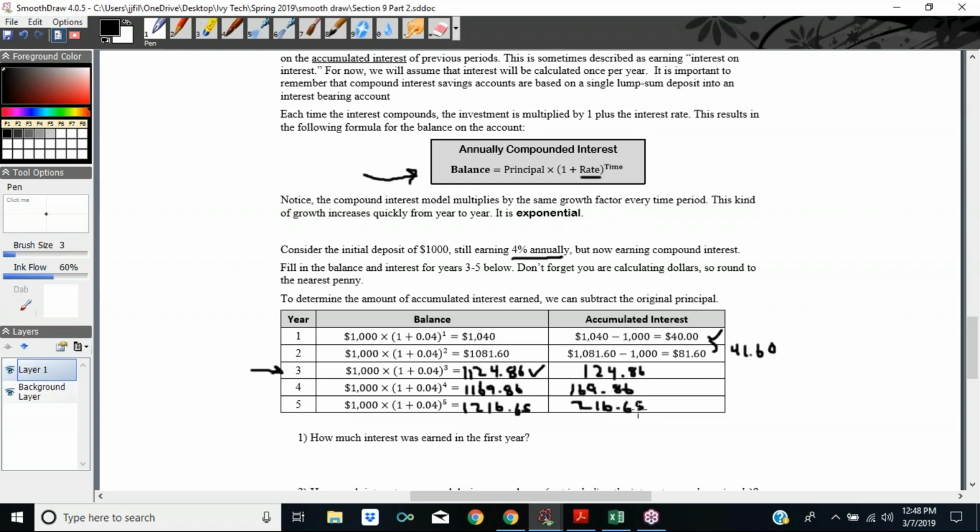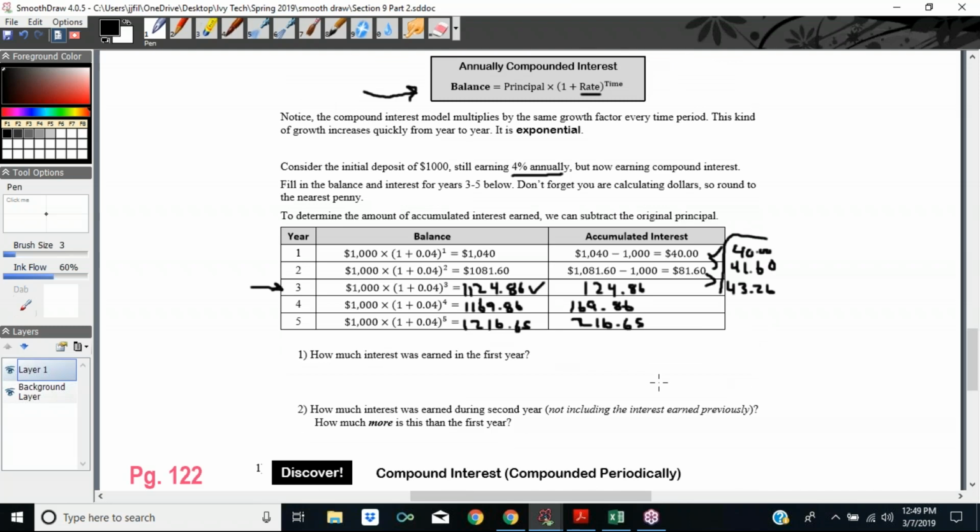All right, so those are the amounts of accumulated interest. And then again, we can subtract these two to get how much interest was earned for year 3. And it looks like $43.26. Just as a side note, that's what this is kind of saying: the first year was $40, and then it became $41.60, and now it's $43.26. It's not $40 every year like in the previous example.